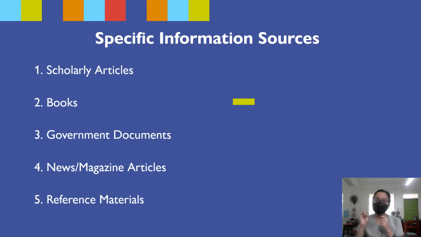So number one, we have scholarly articles. Number two, we have books. Number three, we have government documents. Number four, we have magazine or news articles. And number five, reference materials. So these are the sources of information that you can use when you do your research.